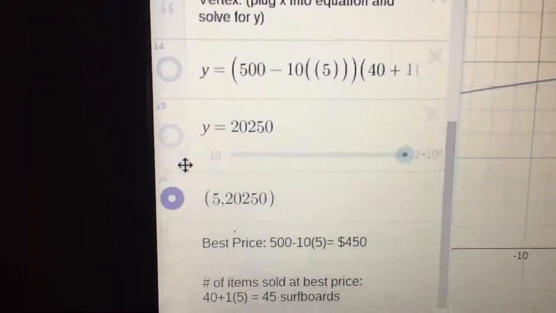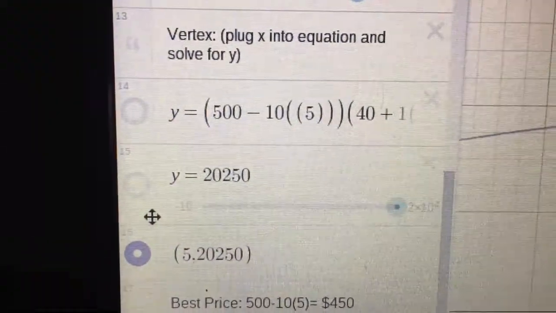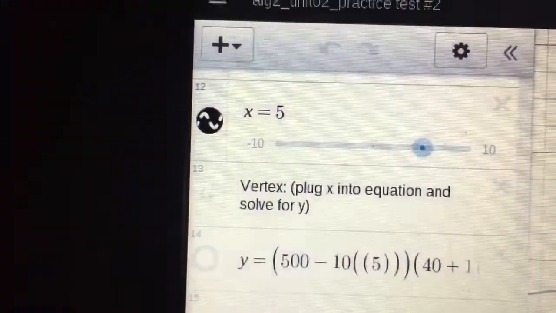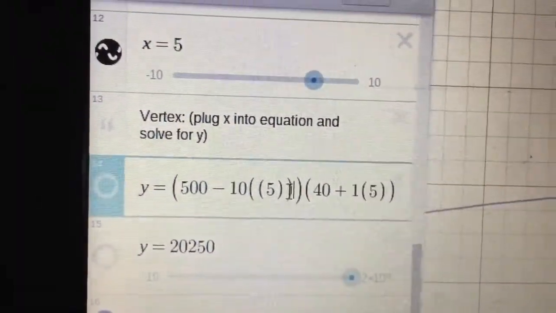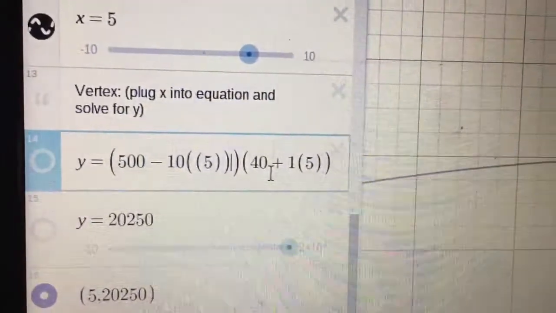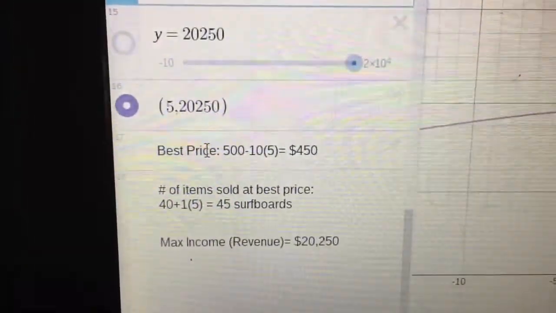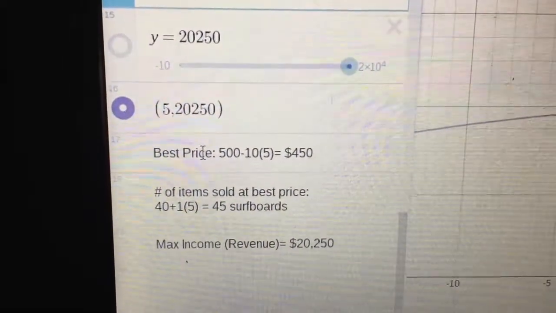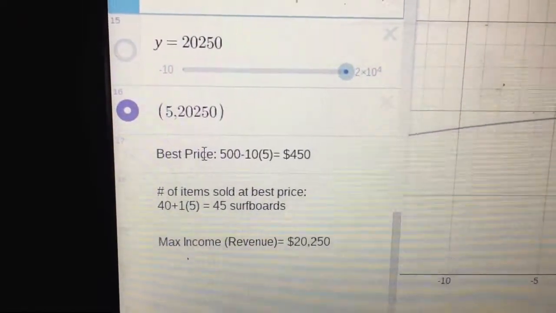So y equals (500 minus 10 times 5) times (40 plus 1 times 5). You would plug in x, and then do the exact same thing to the other side. After you do the math, it would equal 20,250.